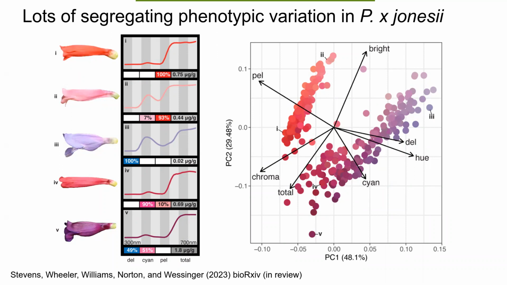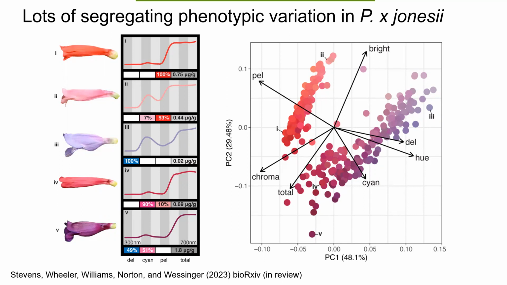We can use an approach called principal components analysis. That is a way of taking this complex multi-dimensional data set, where we have measurements of the amounts of the pigments in each of the flowers as well as the reflectance data, and projecting it into a space where you can actually look at it. It tries to find axes that are perpendicular to each other that explain as much of the variation in the data set as possible.